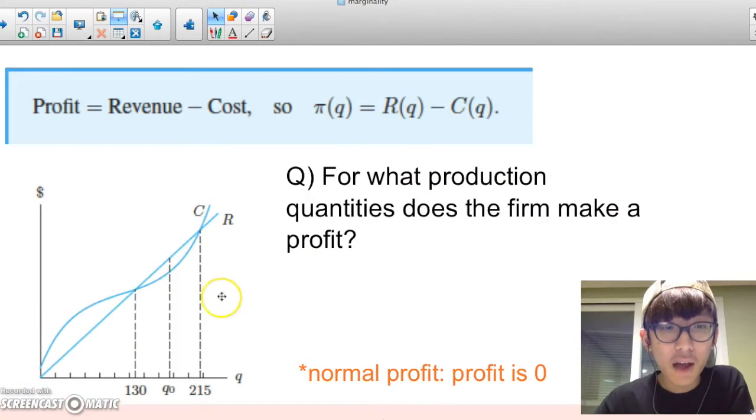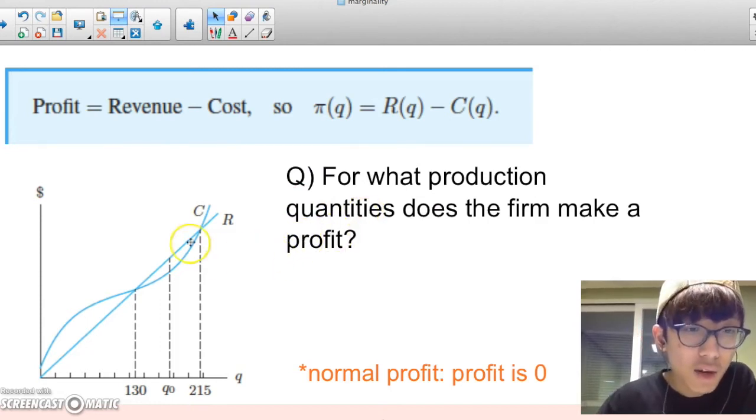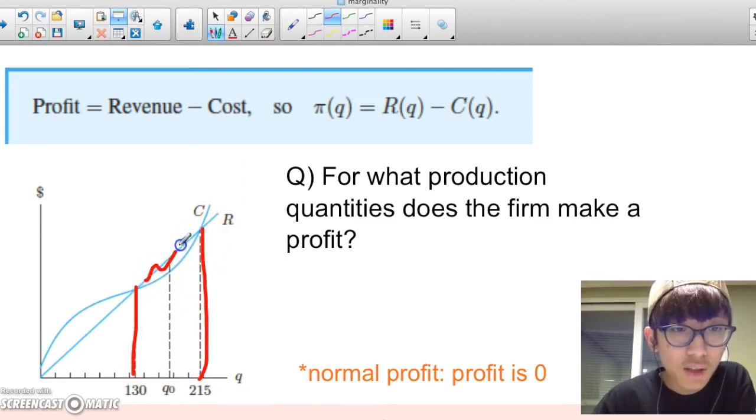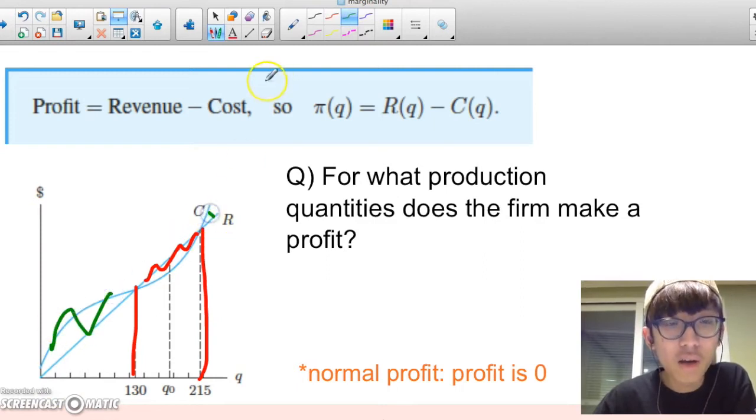So if you look at this graph, for what production quantities does the firm make a profit? To make a profit means revenue has to be higher than cost, right? This means that in the graph, the part where revenue is higher than cost is between 130 and 215, right? So this is where they make profit. How about this part? In this part, where cost is higher than revenue, profit becomes negative, and that becomes a loss.